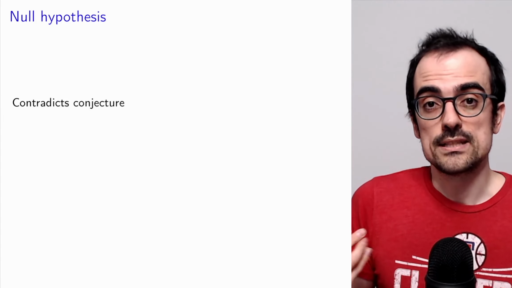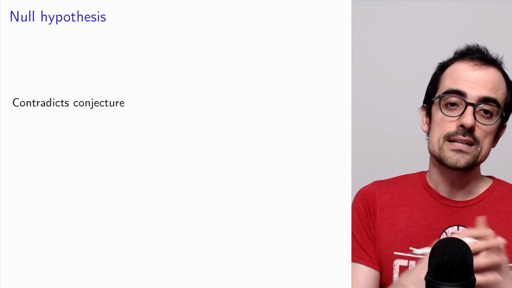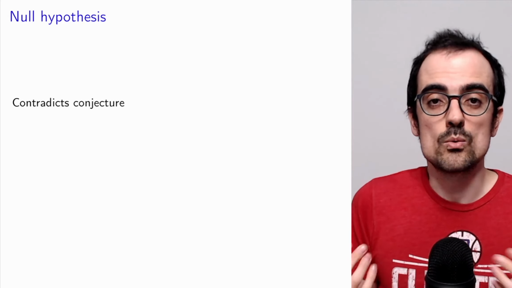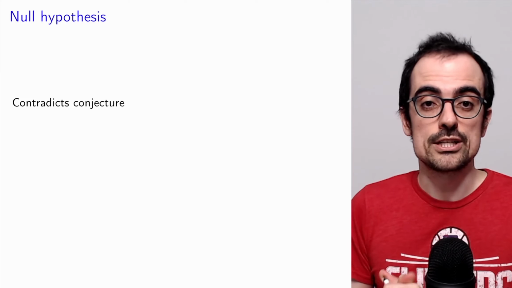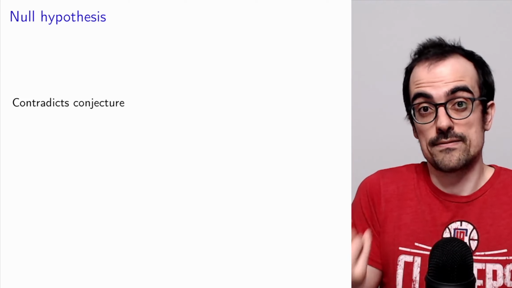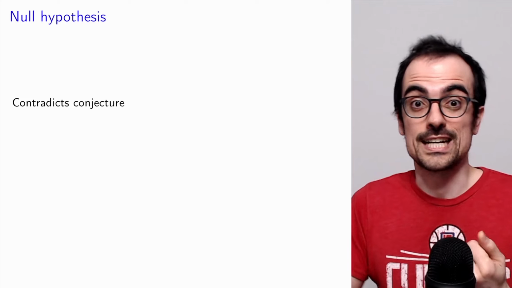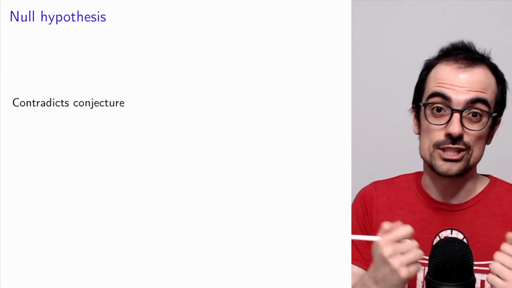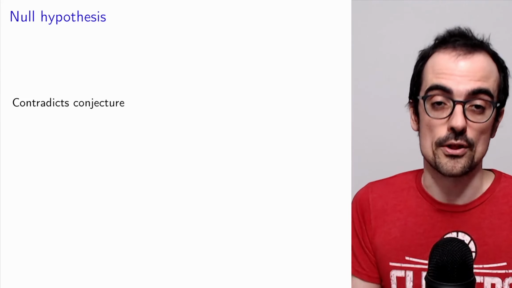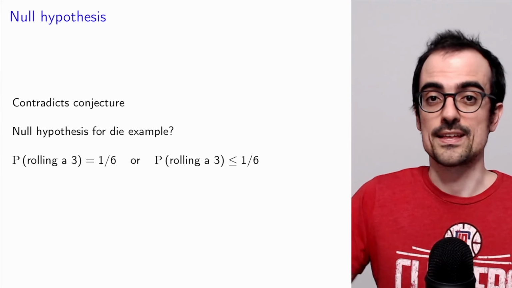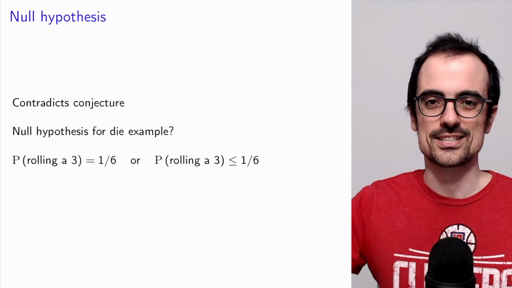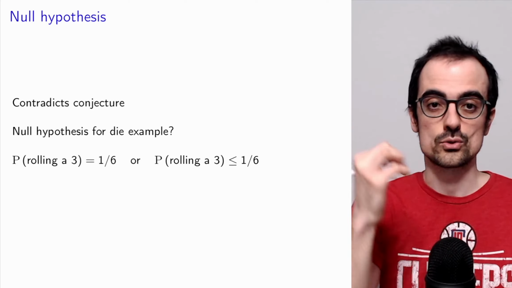So now we have to take this devil's advocate perspective and try to see whether the data can just be explained as random fluctuations under the assumption that the conjecture does not hold. This assumption that the conjecture does not hold is called the null hypothesis. The null hypothesis is that nothing interesting is happening, basically. Our conjecture of interest is not true.